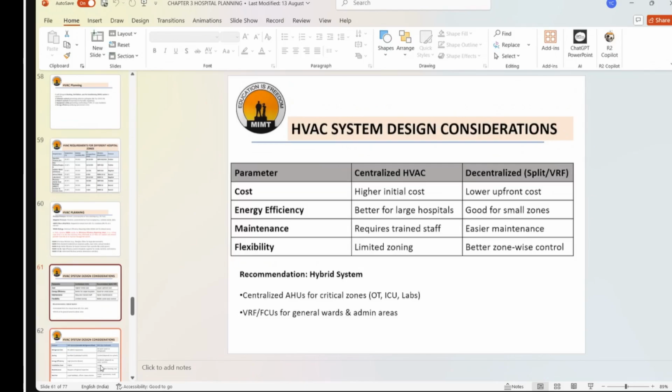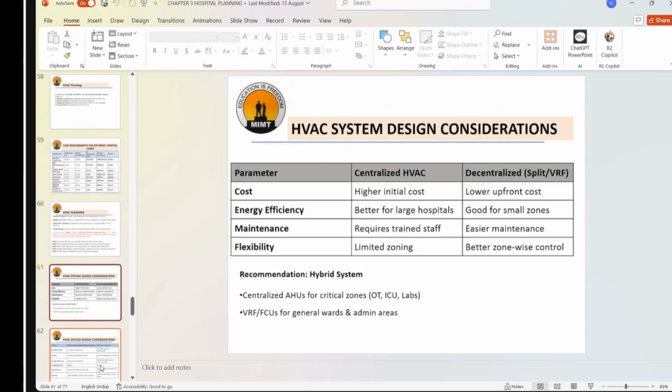Okay. Flexibility: limited zoning in central, and in split and VRF, better zone-wise control. You can do the control zone-wise. Means if you want to use the temperature in a particular area, you can reduce that or increase that.